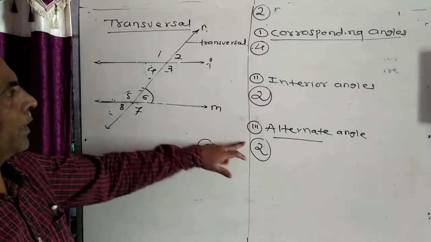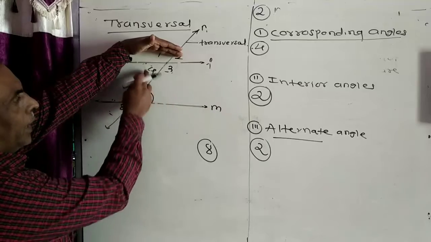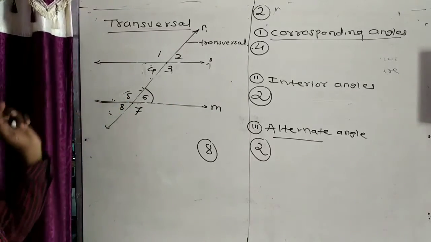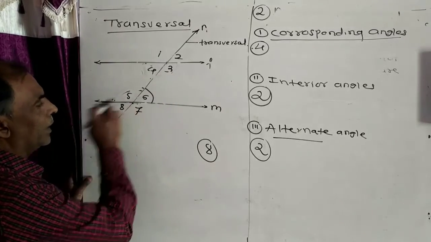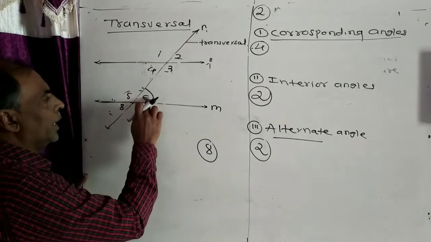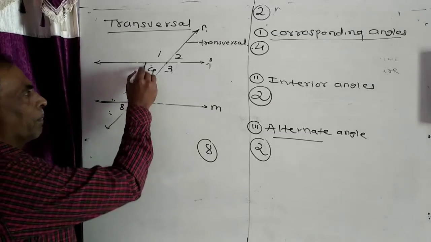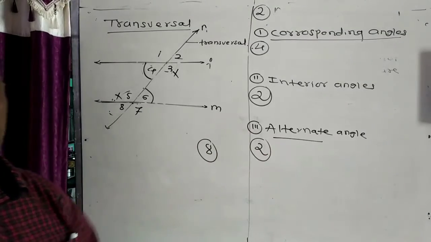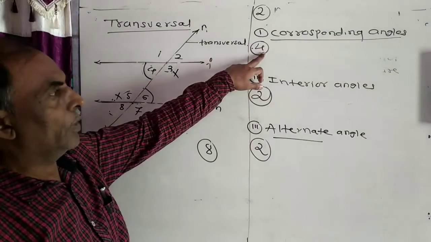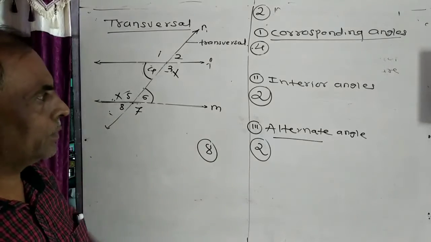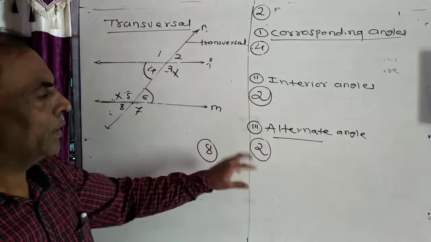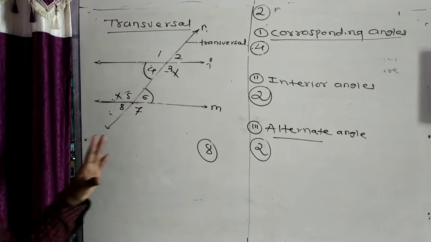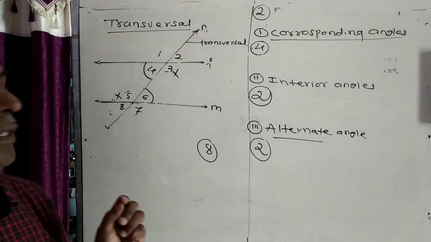ये एंगल आपको कैसे वेरीफाई करना है? In between two lines and opposite to the transversal. इन बिटवीन दिस टू लाइंस एंड अपोजिट टू द ट्रांसवर्सल मीन्स एंगल नंबर 3 एंड एंगल नंबर 5, एंगल नंबर 4 एंड एंगल नंबर 6. दीज आर द अल्टरनेट एंगल. तो इस तरह से आपको we have to write four pairs of the corresponding angles, two pairs of interior angles and two pairs of alternate angles. तो इस तरह से we have to verify the corresponding angles, interior angles and alternate angles.